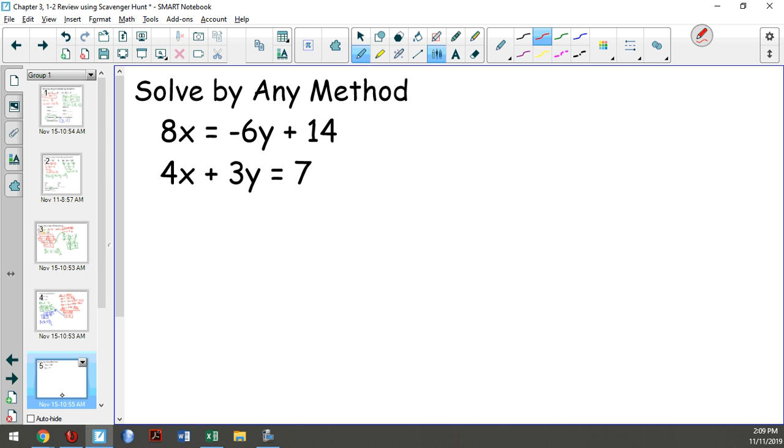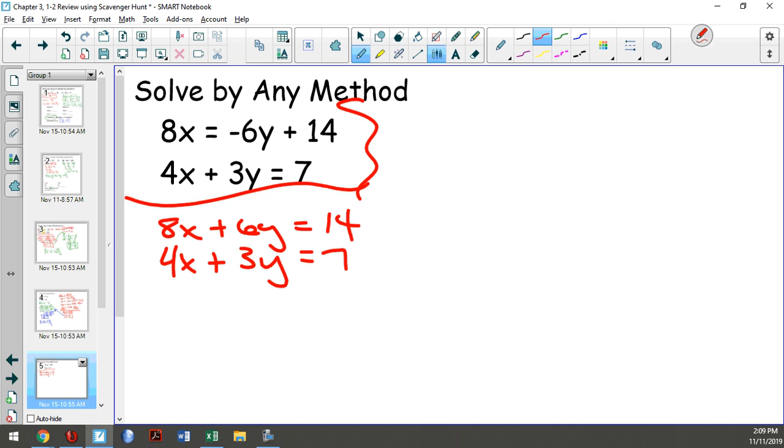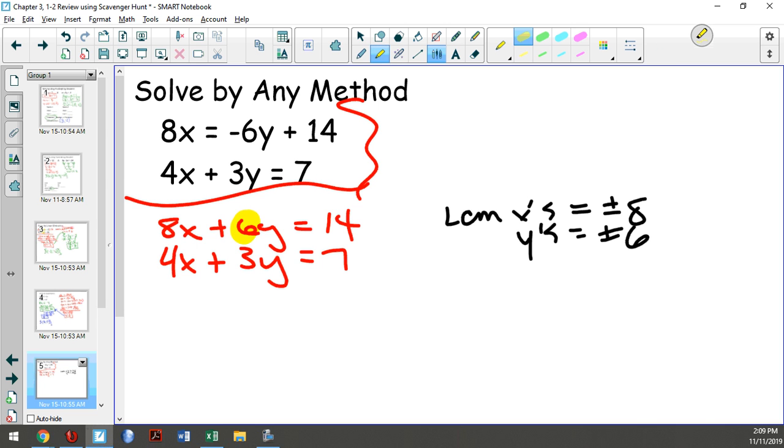Okay, the first thing I'm going to notice here is that they're not lined up. So 8x plus 6y is equal to 14, and 4x plus 3y is equal to 7. Now they're lined up. Do we all understand that? Since I don't have any coefficients of 1, I'm going to immediately choose to do elimination. So what are my LCM of my x's? Plus or minus 8. My LCM of my y's? Plus or minus 6. Now I'm going to use 6. This already has a 6. So I'm going to multiply the bottom equation by a -2.